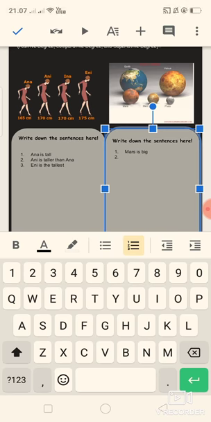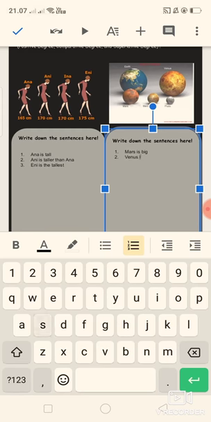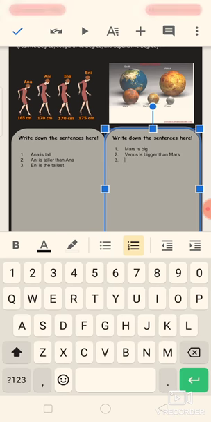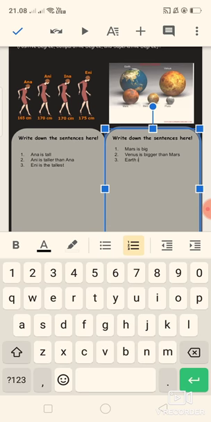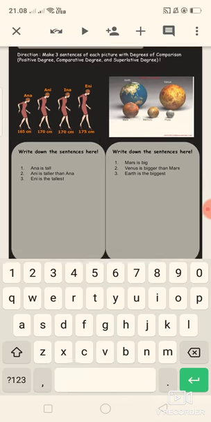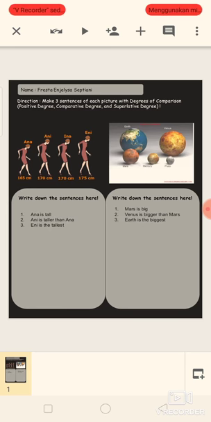Let's move to the second sentence with comparative degree. I use Venus as the subject: Venus is bigger than Mars. Do you get the point? I think you get the point. Let's move to the third sentence with superlative degree. The third sentence is: Earth is the biggest, right? So you must do the exercise like this. Okay, thank you.